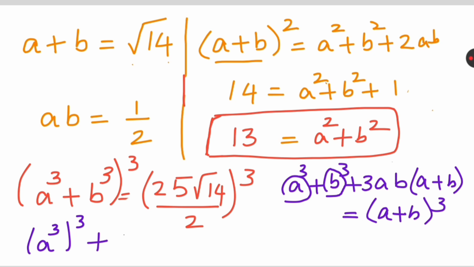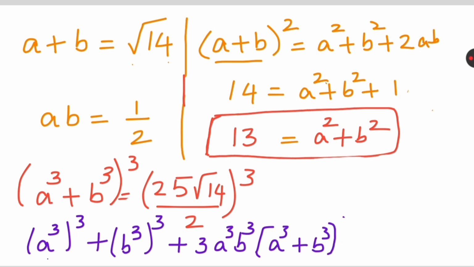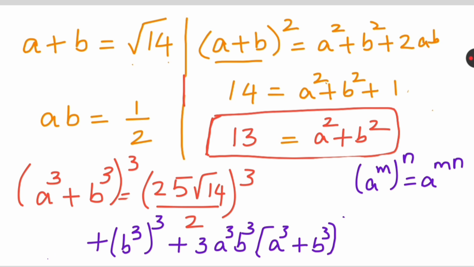So b, b power 3 whole raised to the power of 3, plus what we have? We have 3ab, that is 3 times a cube b cube (a cube plus b cube). a power 3 whole power 3 is in the form of a raised to the power of m whole raised to the power of n. We can write this as a raised to the power of m times n. That means a raised to the power of 3 times 3, which is a raised to the power of 9. So I am going to write this as a raised to the power of 9.